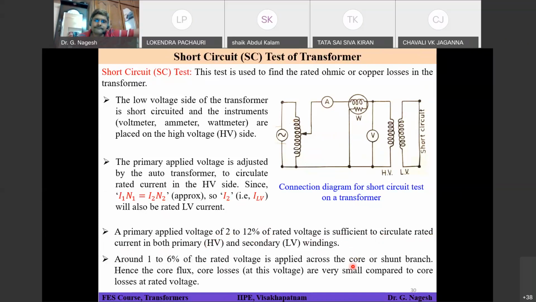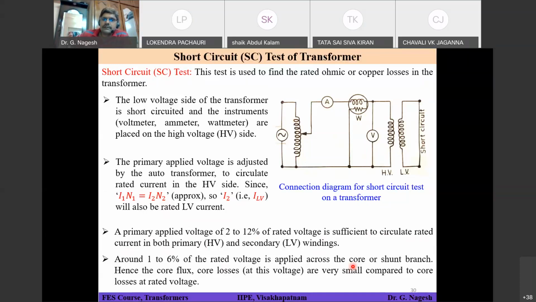Sir, as you told previously, 230 volts is applied to the primary side. But in this case, only 2 to 12% of 230 volts is applied to perform this test. Yes, what you have stated is exactly correct. So there is no worry about whether I have applied rated voltage or not. It is immaterial, whatever voltage I'm applying. My objective is to make sure rated current flows in the primary winding.